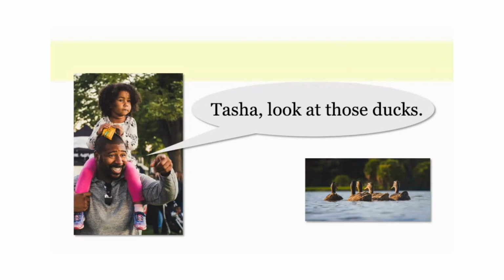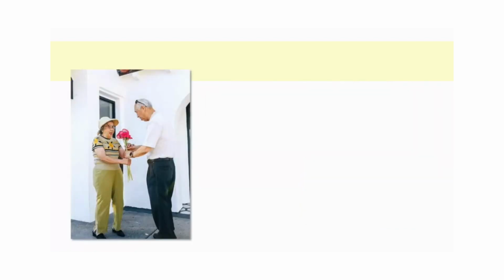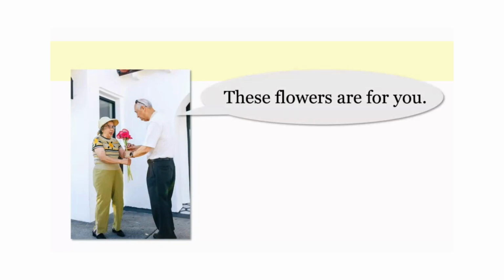Let's look at some examples. Here, the father is showing the ducks to his daughter. The ducks are far, so he says, Tasha, look at those ducks. Those show that the ducks are far and plural. Here, the husband is giving his wife some flowers, and he says, these flowers are for you. He uses these because the flowers are plural, but also they're near, they're in his hand.